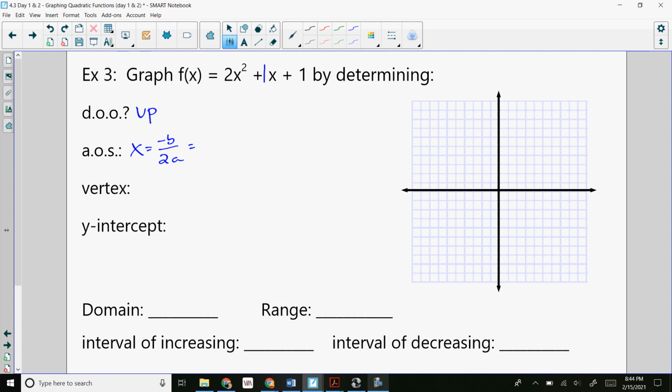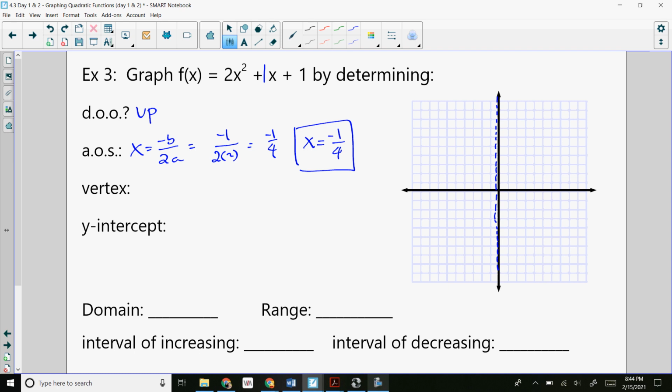Negative b in our case is negative 1 because our b value is 1, over 2a, 2 times 2, is actually negative 1/4. So kind of an ugly looking fraction, but that is what the axis of symmetry is, negative 1/4. So it's going to be really close right there, almost. Wasn't too bad. I'll leave it like that so you can kind of tell just a little bit to the left of our y-axis.